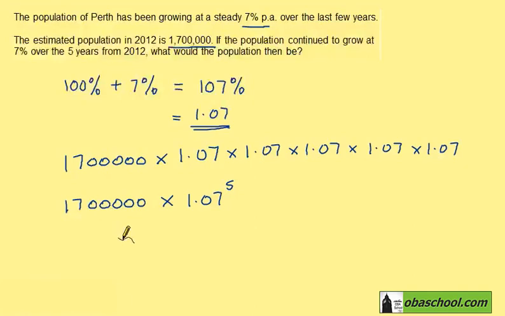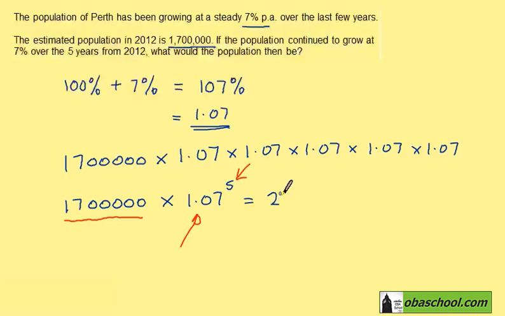Let's look at the parts of this calculation. This is the original population. This is the increase in 1 year, 107% expressed as a decimal, and this is the number of years. We can always use a calculation of this type for this type of problem.